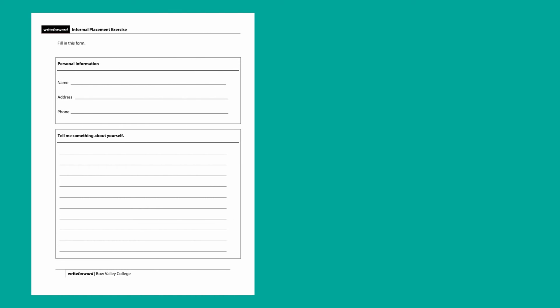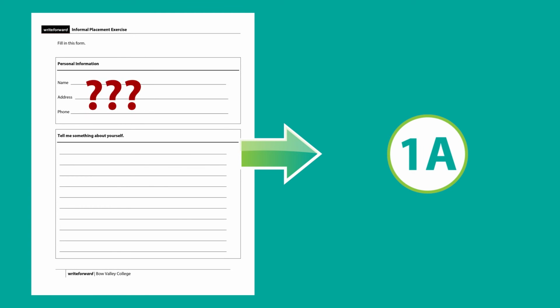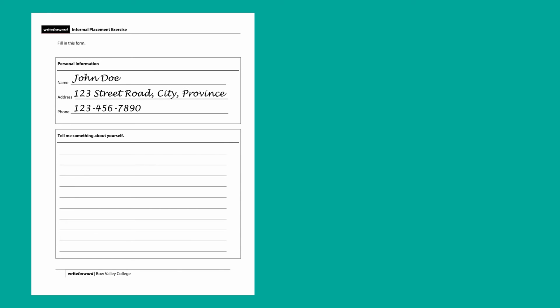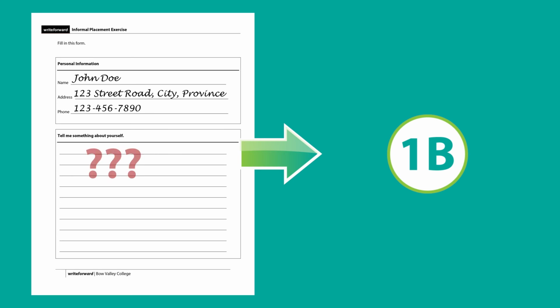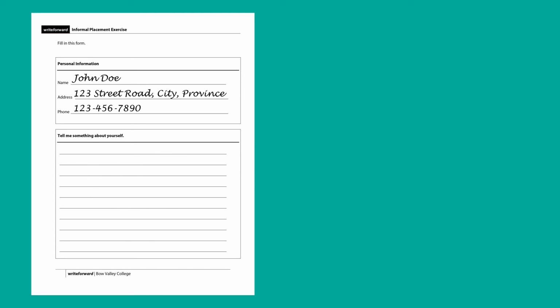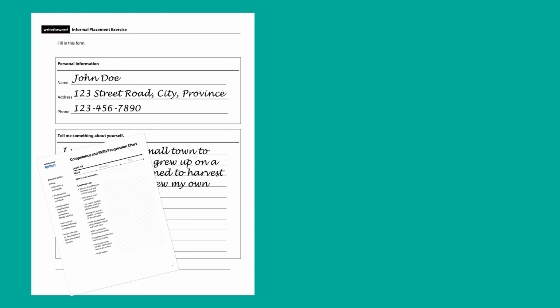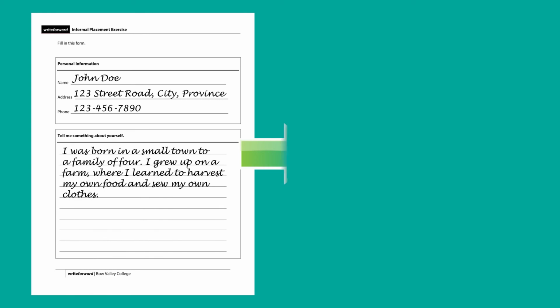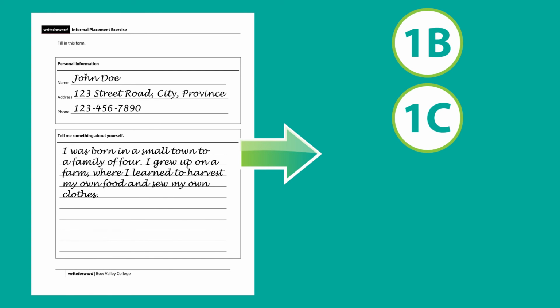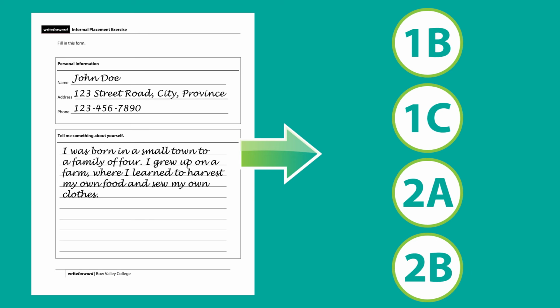If he cannot fill in the personal information section, he should begin Write Forward in Level A. If he can fill in the personal information section, but not the Tell Me Something About Yourself section, he is ready to begin Level 1B. If he fills in both the personal information section and the Tell Me Something About Yourself section, you should consult the competency and skill progression chart to see if his writing correlates best with Level 1B, Level 1C, Level 2A, or Level 2B. If the learner places higher than Level 2B, then Write Forward will not be an appropriate assessment tool for him.